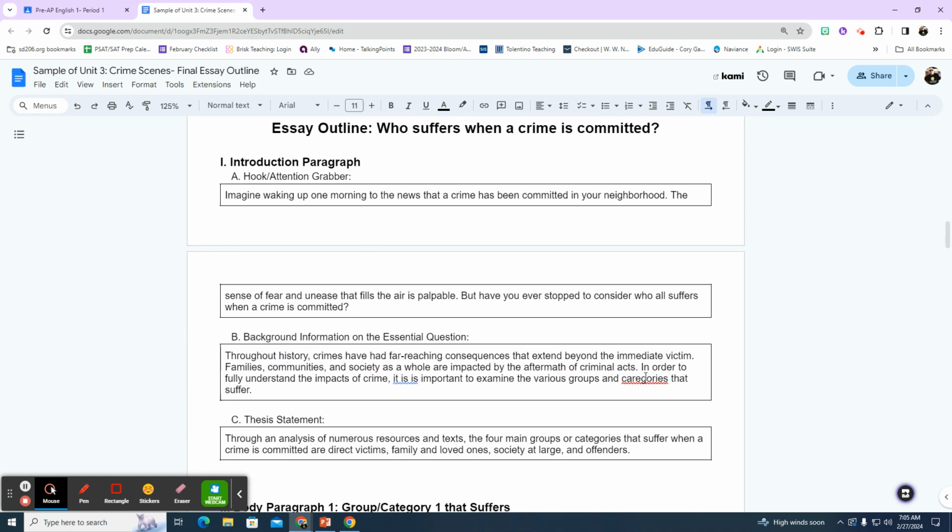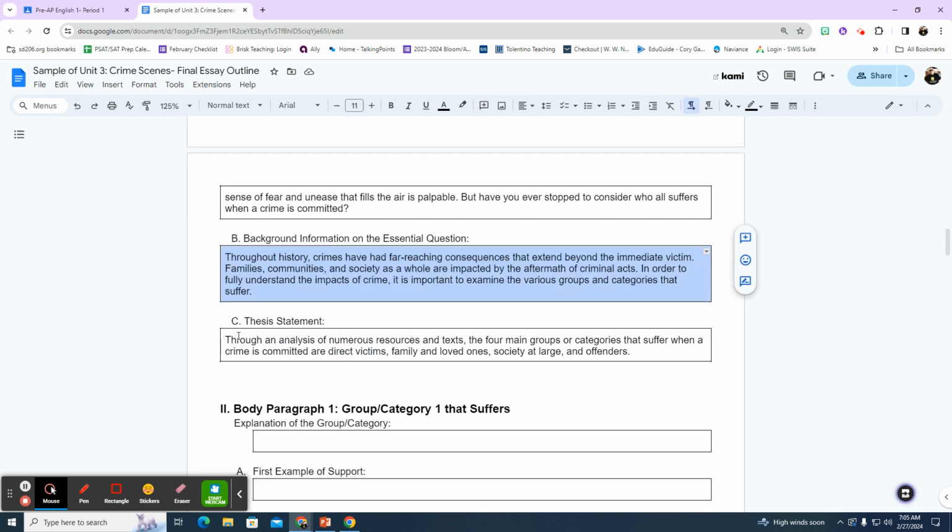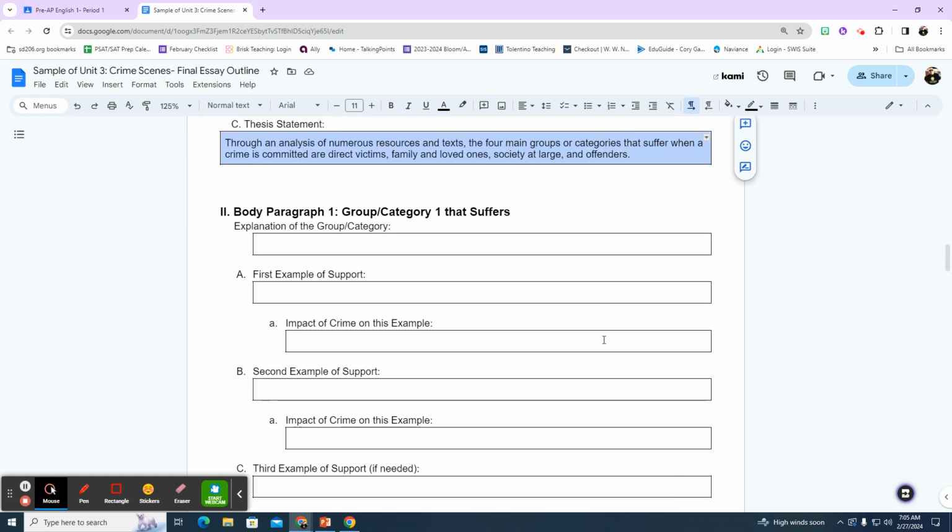Now, I know I haven't shown you all of this, because I just didn't want to give too much away, but this is my attention getting statement. This is my background information, and this is my thesis statement. Right. Most important thing being is the thesis statement. The thesis statement is what's ultimately going to drive the rest of your essay.